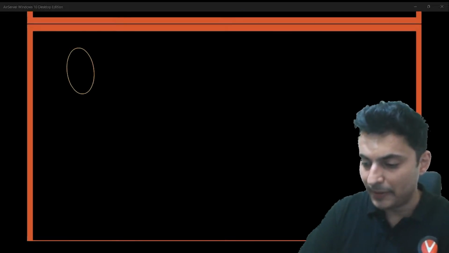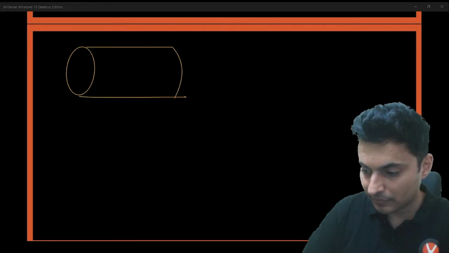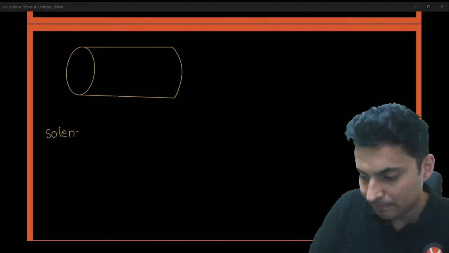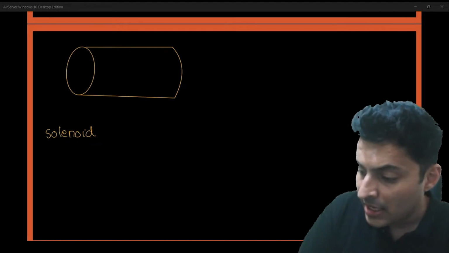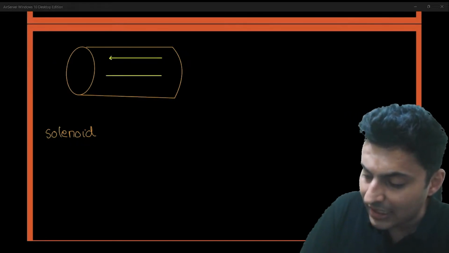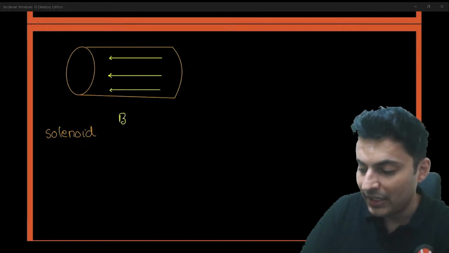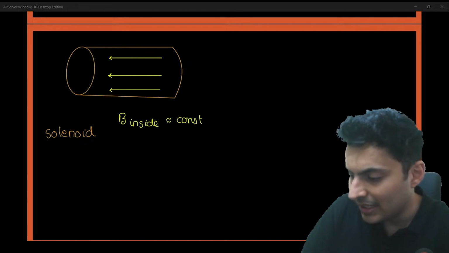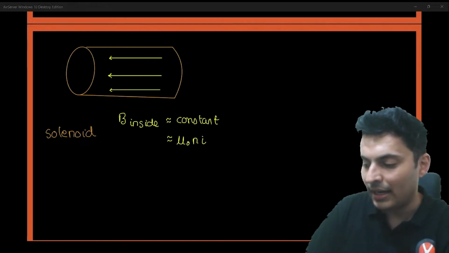If you take a solenoid, okay, this is a solenoid. You should know this with regards to the magnetic field lines. Very, very important. Inside a long solenoid, the magnetic field lines are almost parallel to each other. So the magnetic field inside is almost a constant. There is no change in it. And the formula is mu naught n i.